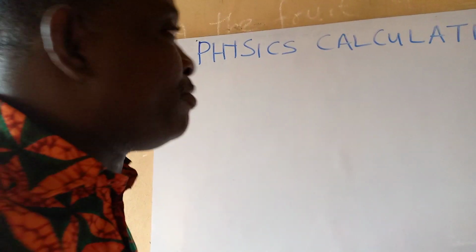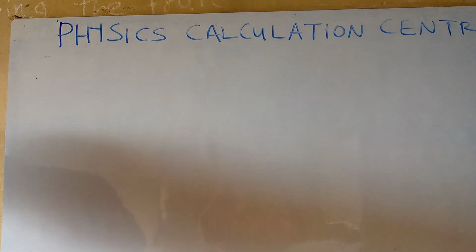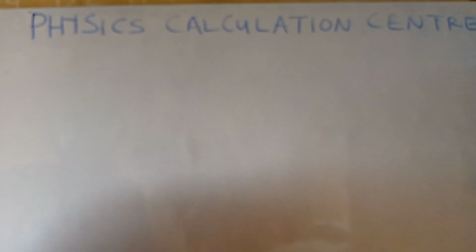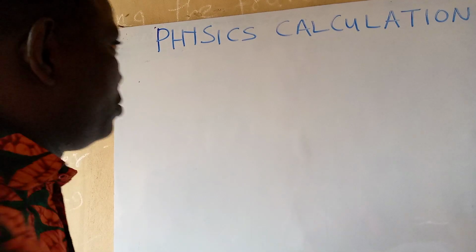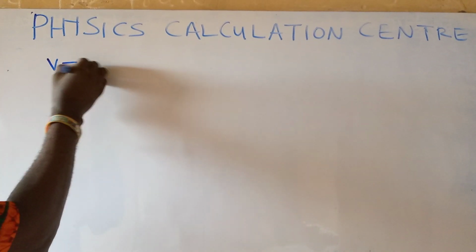This afternoon we'll continue with our uniform acceleration. Then we'll continue with some questions, some examples on uniform acceleration. Let's take this question. This uniform acceleration we're doing is still under the first equation of motion.